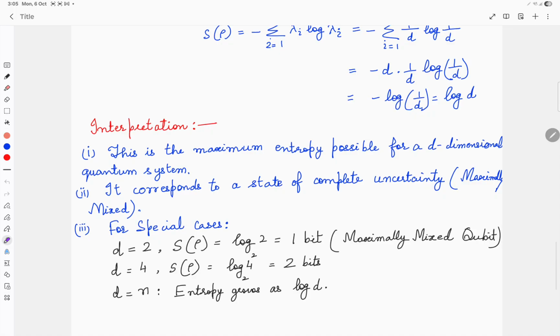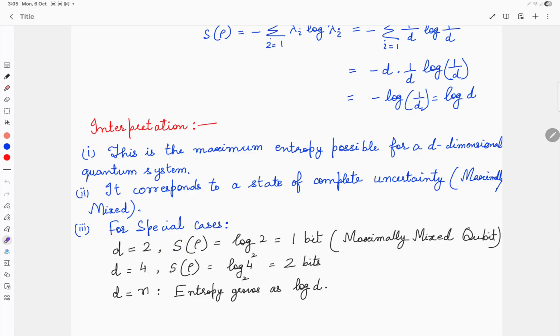So let us try to interpret this relationship, that von Neumann entropy is log d for the maximally mixed state. This is the maximum entropy possible for a d-dimensional quantum system. What is the maximum entropy? Log of d. It corresponds to a state of complete uncertainty. So we can say that this is the complete uncertainty which is possible for the maximally mixed state, with the von Neumann entropy equal to log of d.